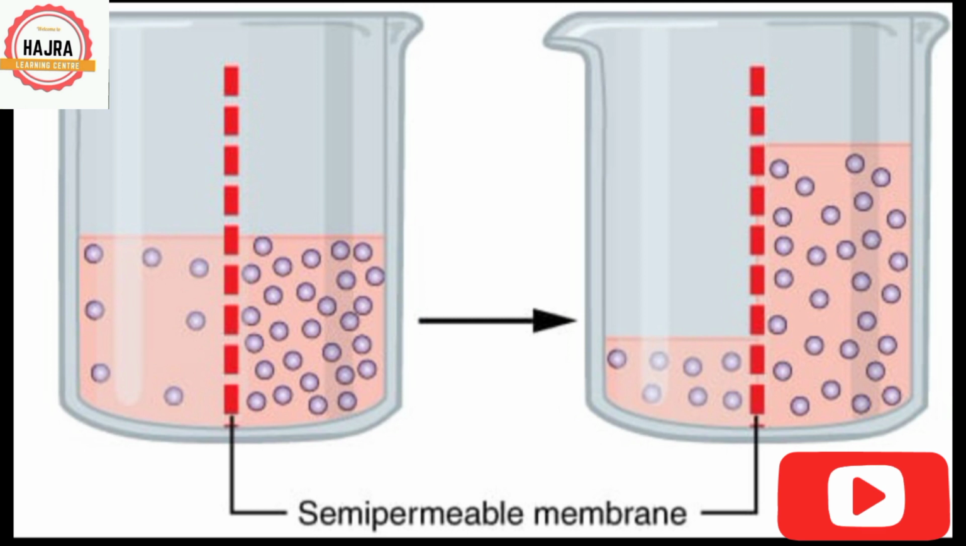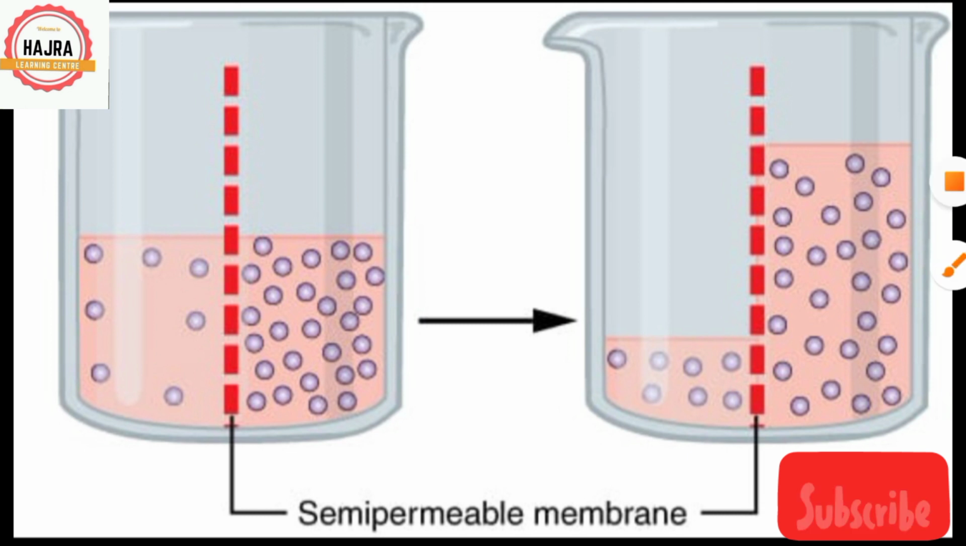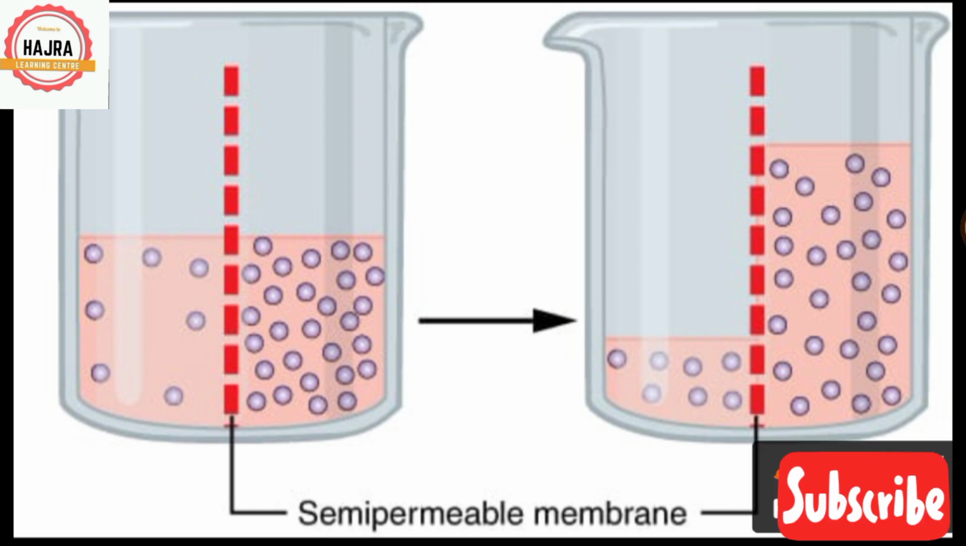Now we will learn the second type of passive transport. First we already learned diffusion, and there are two types of diffusion, simple diffusion and facilitated diffusion. Now we are going to learn the second type of passive transport, which is osmosis. Let's talk about osmosis.